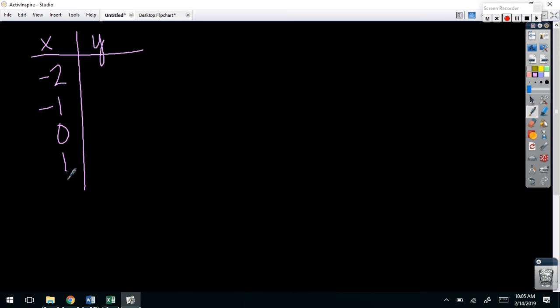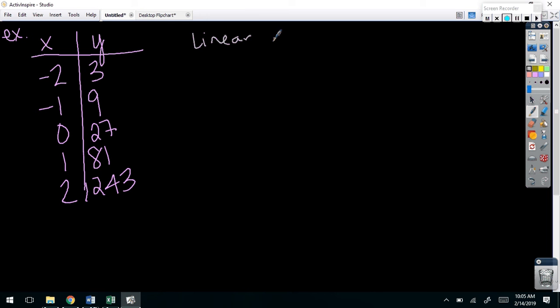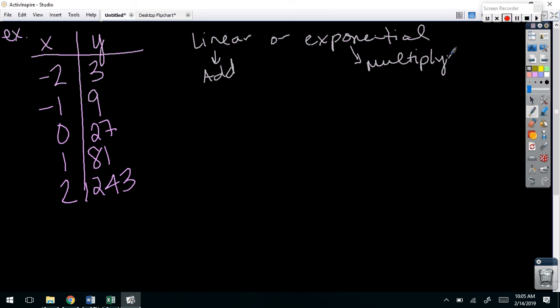So the first thing I want you to tell me is, is it linear or is it exponential? How do you, Christian, how do you know that? Is it linear or exponential? That's your first question. All right, so we'll make a little note. Remember, linear means you add to get to the next. Exponential means you multiply. I'll give you a second to catch up with me. You're exactly right. It's exponential.